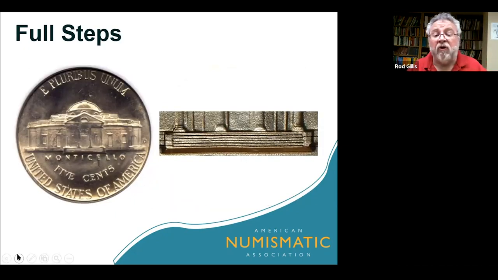Okay, so here are the full steps on the Jefferson nickel. For a Jefferson nickel to be fully struck, the columns need to be fully separated from the steps, and the steps need to be fully separated from each other. They no longer exist, but at one time there was a Jefferson Full Step Nickel Club. Tell me they don't have too much time on their hands. But there were. And so fully struck Jefferson nickels, the steps are separated and they are prized by Jefferson nickel collectors.